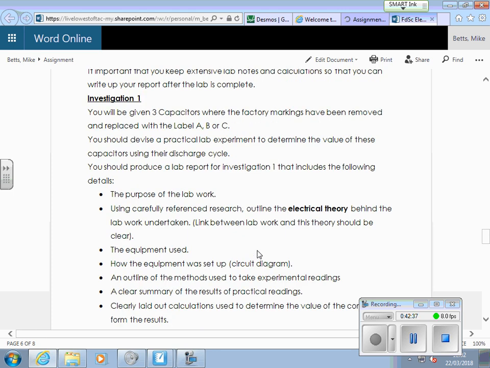When you've done all that, you've got to write up a lab report for that particular experiment. The purpose of the lab: carefully referenced research, outlining the electrical theory behind the lab work undertaken. So what's the electrical theory related to the capacitor discharge cycle? You'd need to do that.